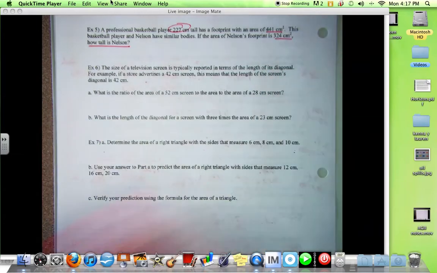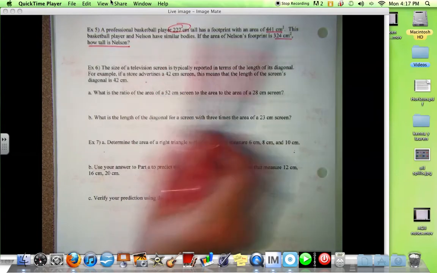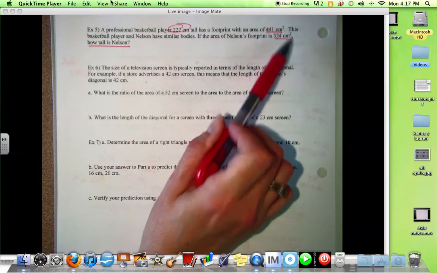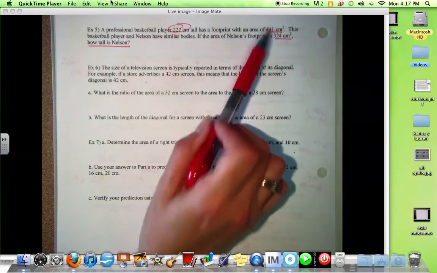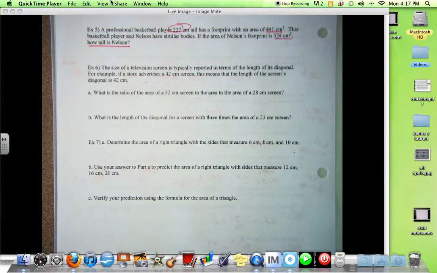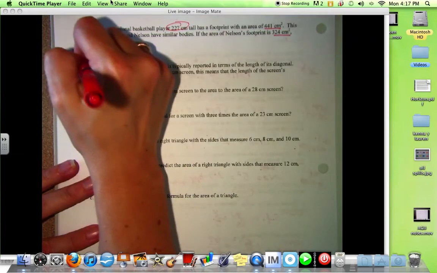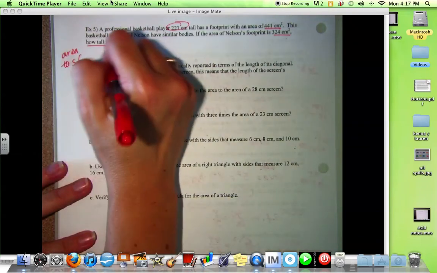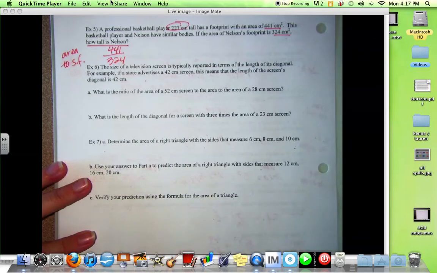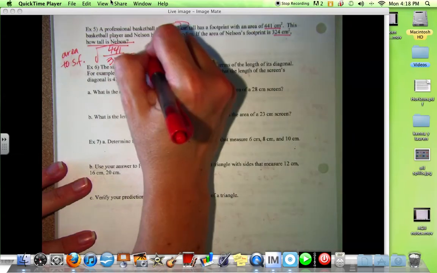the areas of their footprints. Now, we need to set up a proportion, but this is one-dimensional, these are two-dimensional. So what we need to do is take this, find the scale factor, because then we will have a one-dimensional scale factor that we can set up. So we need to take our area and change it to scale factor. So we have 441 over 324. Doesn't matter who you put on first, that's why I took them. So square root gives us 21 over 18.